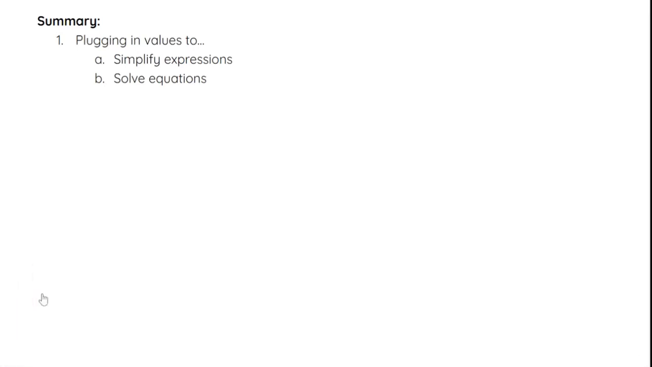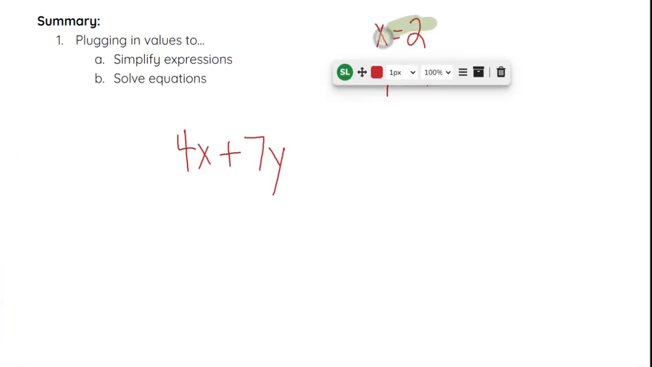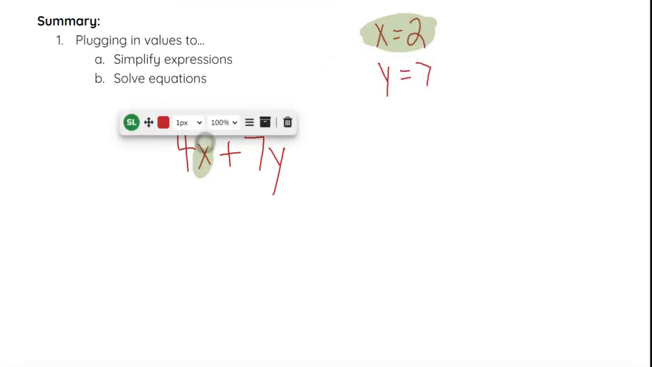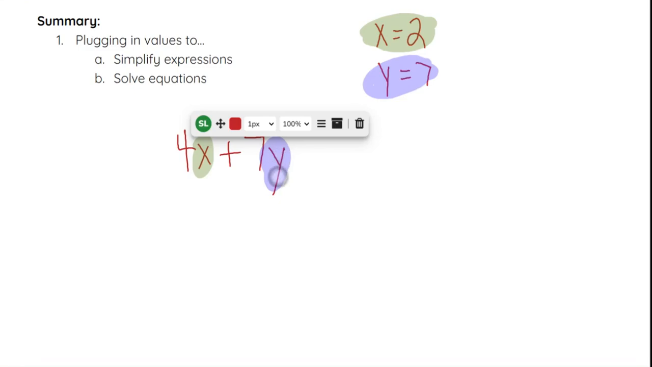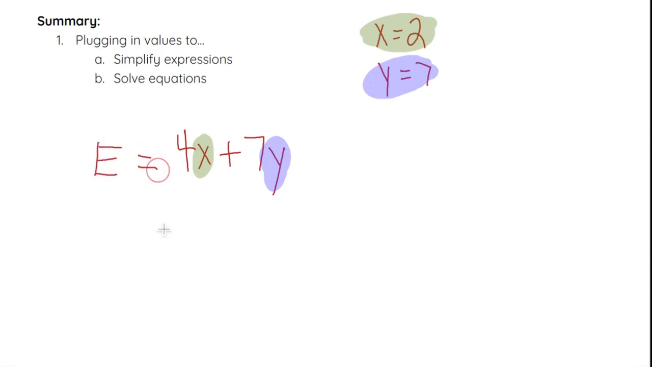So in summary, we plug values in when we are given, for example, x equals 2 and y equals 7 in an expression like 4x plus 7y or something like that. We are always going to plug in those numbers. So for example, 2 is going to get plugged into the x, and then 7 is going to get plugged into the y right here. So we always plug those values in directly into the letter that they represent, and then we simplify with our order of operations. And for the equations, it's really going to be the same thing. It's just typically it's going to be, for example, E equals that. And so you are just simplifying the odd stuff on the right when this is already by itself over here.